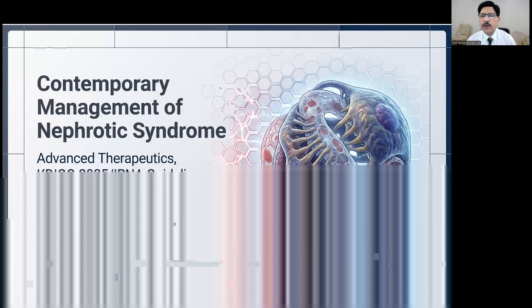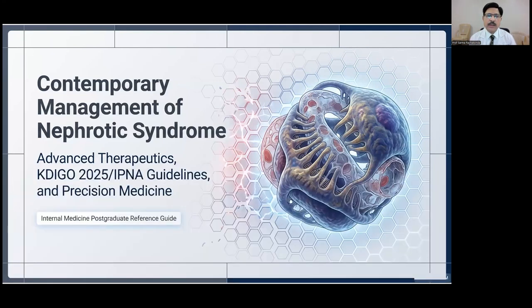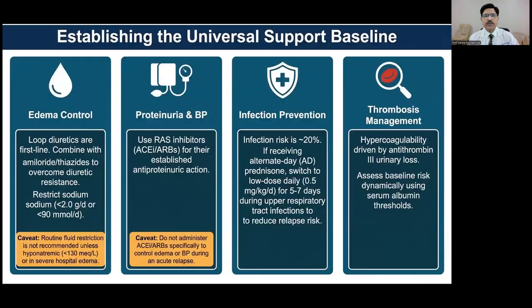You see the foot processes, normal foot processes, how nicely they are sitting on the capillary basement membrane there, the glomerular basement membrane and vasculature on the other side. These are based on the KDIGO 2025 International Pediatric Nephrology Association guidelines and precision medicine. These are the 3 areas we are using for this particular presentation.